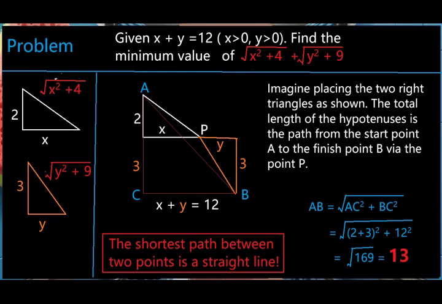Applying the Pythagorean theorem, AB is equal to the square root of the square of 5 plus the square of 12, then equal to the square root of 25 plus 144, finally equals 13. So, the minimum value of the given expression is 13.